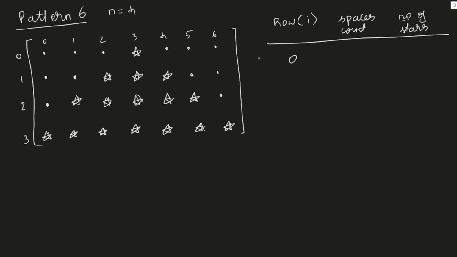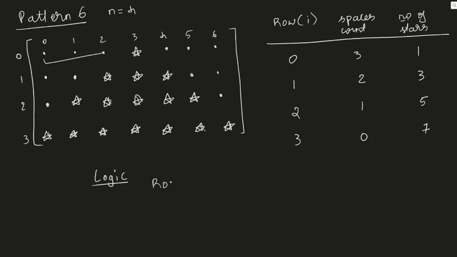For row 0, we have 3 prefixed spaces and then 1 star. For row 1, 2 spaces, 3 stars. For row 2, 1 space, 5 stars. For row 3, we don't have any spaces and we have 7 stars. We are done with forming a table. Let us form the logic for spaces and stars now.